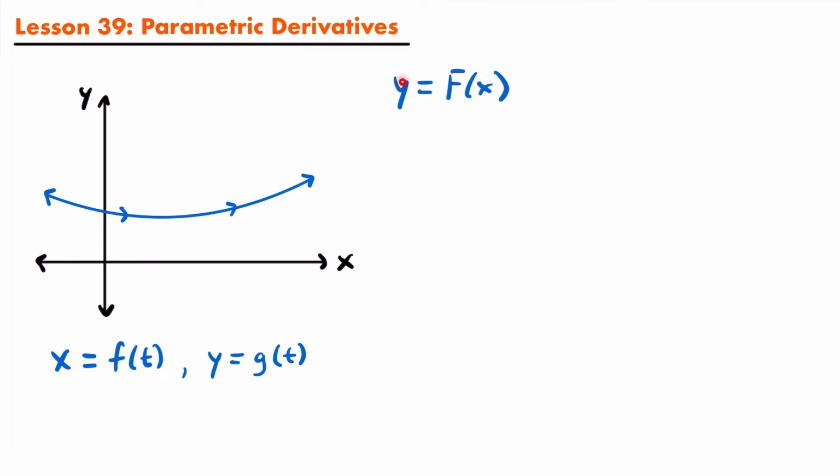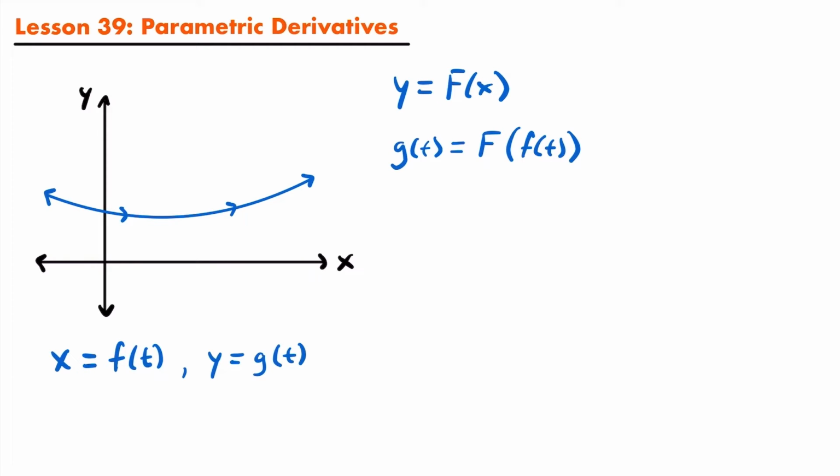We can replace y with g of t because y is equal to g of t, and we can replace this x with small f of t because x is equal to small f of t. And I say small f because this is a different function than this function right here, capital F. I'm just trying to make a distinction between those two functions. They are different, but if we make that substitution, we'll have g of t is equal to capital F of small f of t. All right, we just replaced y with g of t, that's what it's equal to, and x with small f of t, that's what that is equal to.